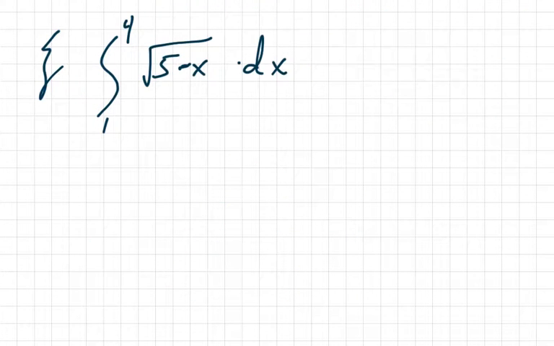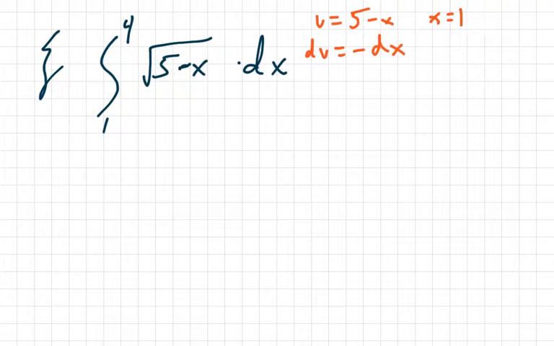Okay, so here's a perfect example. So I'm going to do this with substitution because I can't do the power rule the way it is. So I'm going to say u equals 5 minus x. Take the derivative. I get -dx. Now, when x is equal to 1, I like to put it right here, u equals, well, I plug in a 1, I get 5 minus 1 is 4. And when x is equal to 4, I get u is equal to 1.